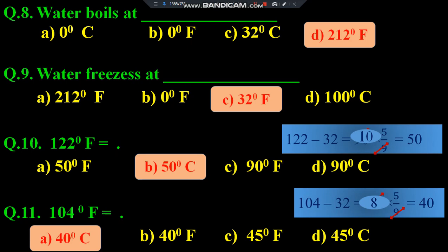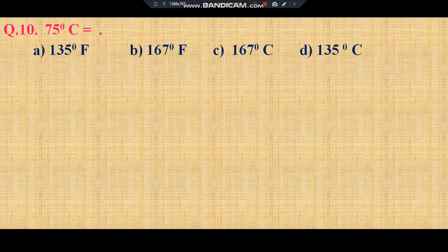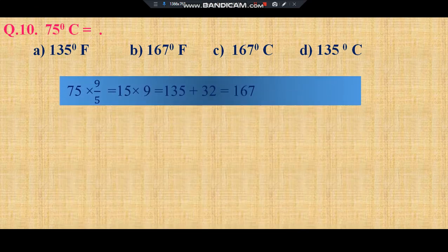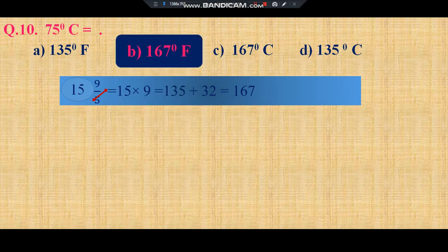Okay dear students, now we will convert Celsius into Fahrenheit. Here we will reverse the process. First we will multiply by 9 by 5. So 5 ones are 5, 5 15s are 75. So 15 into 9, that is 135. Then we add 32. In Fahrenheit we had subtracted, here we have to add 32. And the answer will be 167 degree Fahrenheit.